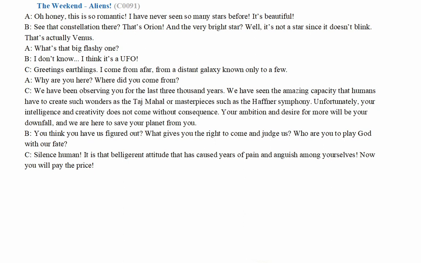Vocabulary preview. We have two words for you that we're going to hear in the dialogue. The first one is constellation. We've all looked up in the sky and seen shapes or figures that are formed by the stars. A constellation is a group of stars that makes a shape and has a name. There are a total of 88 known constellations.